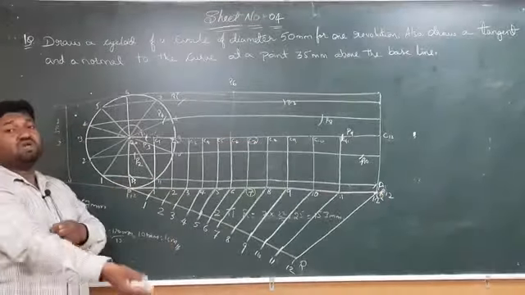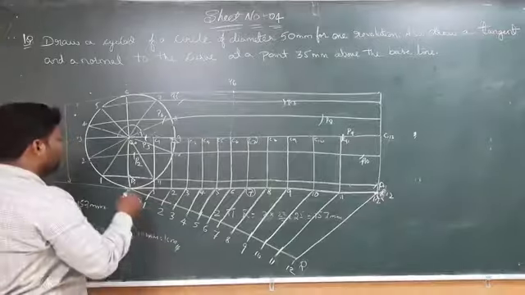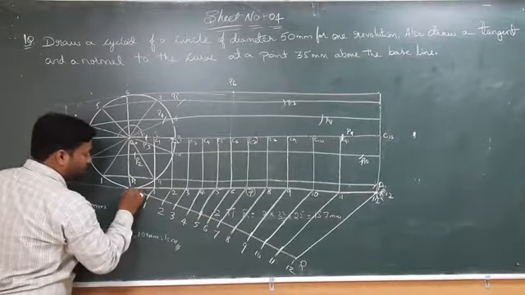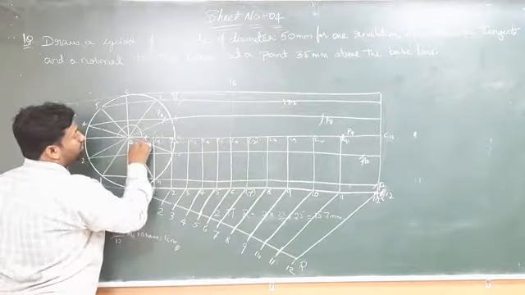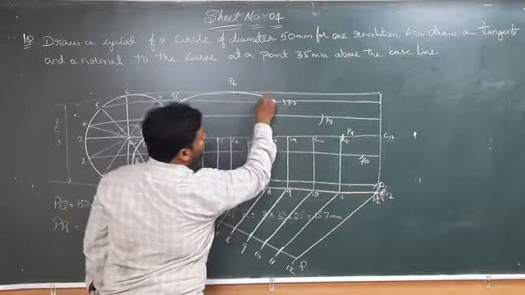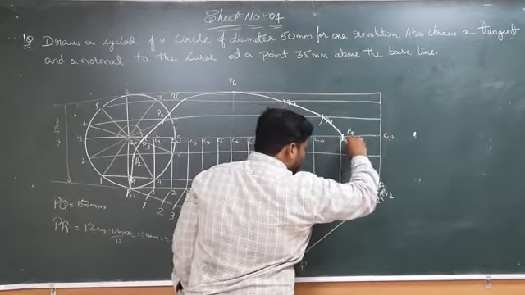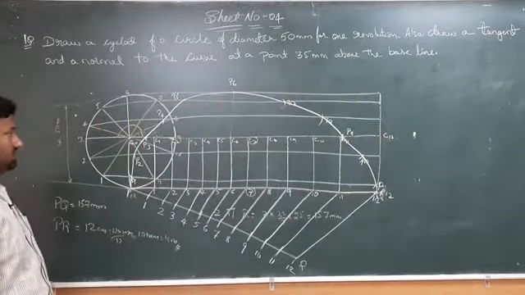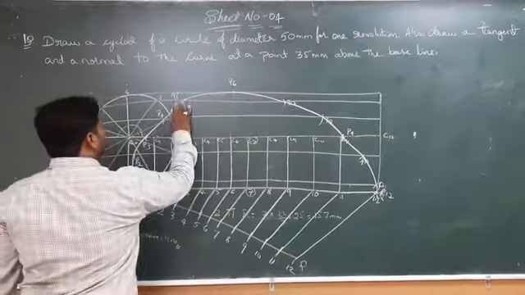Now after getting the points, we have to draw the curve with a free hand. Means in a single stroke, we have to draw the curve to get the cycloid. So I am starting from the point P. I am passing from P1, P1 to P2, P2 to P3, P3 to P4, P5, from P5, P6, P7, P8, P9, P10, P11 and P12. Like this, I got a curve. This is nothing but our cycloid. So here, we got the cycloid.